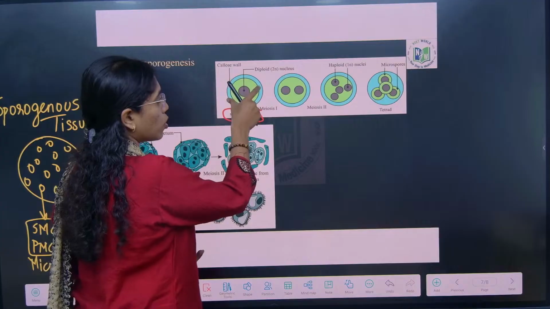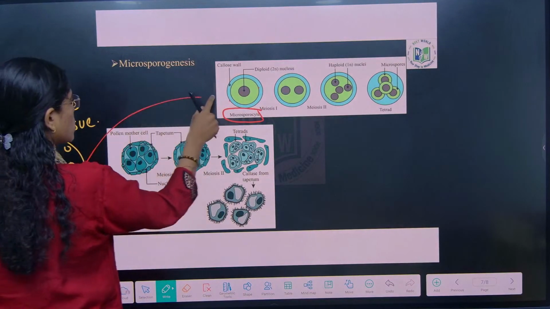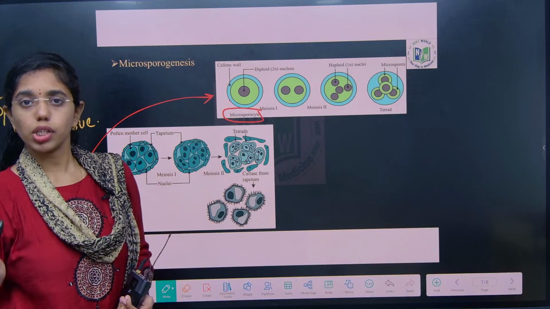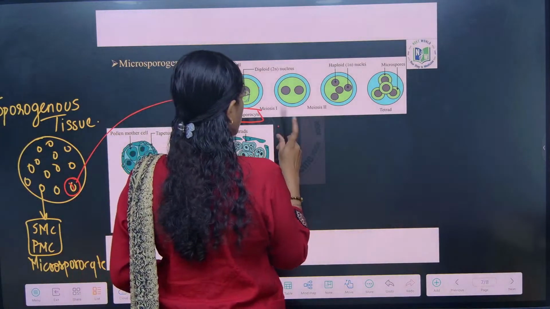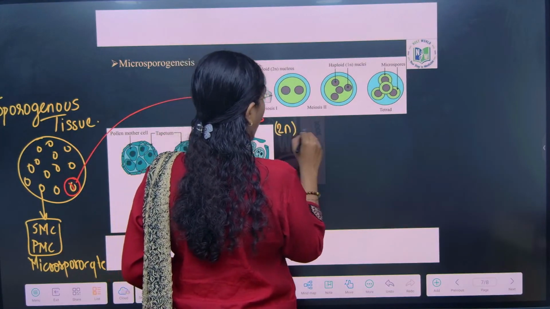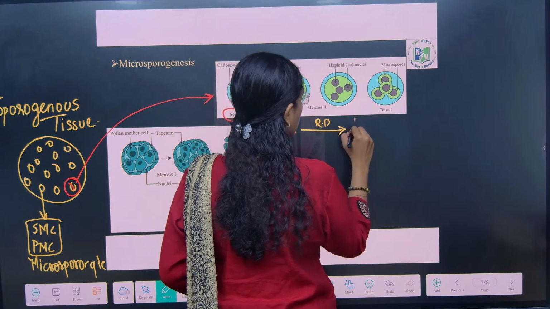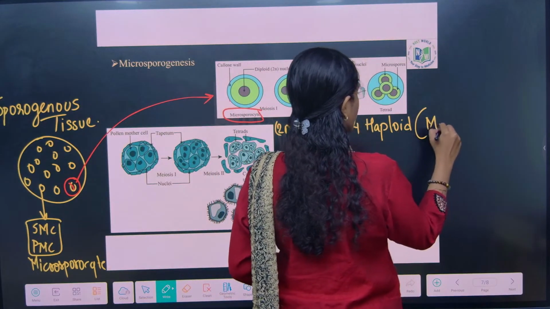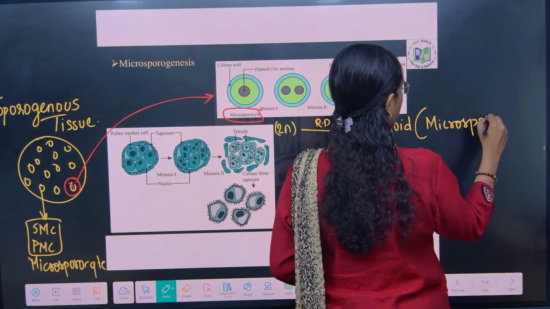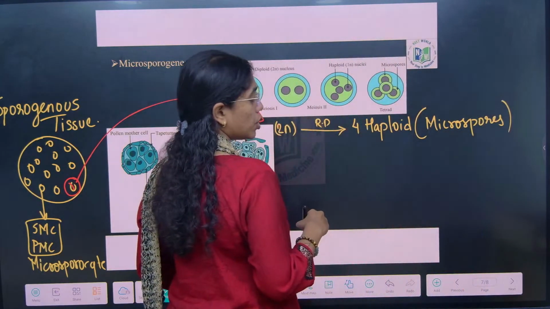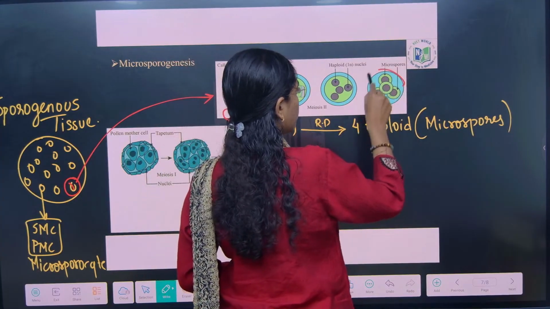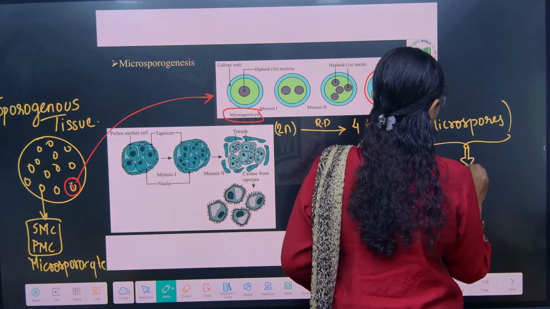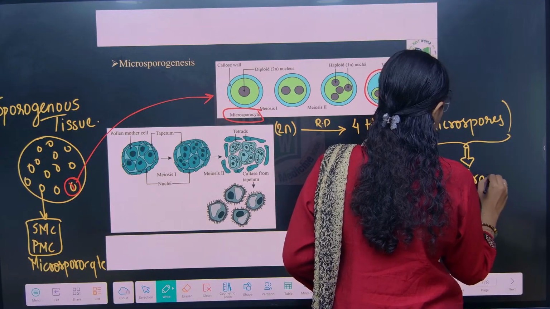A single microsporocyte undergoes meiosis 1 and meiosis 2. That means reductional division happens. The microsporocyte, which is diploid, after reductional division forms 4 haploid microspores. These 4 haploid microspores are associated in a tetrad condition.